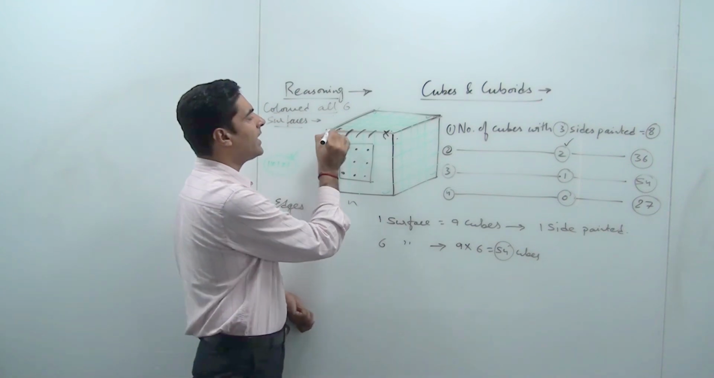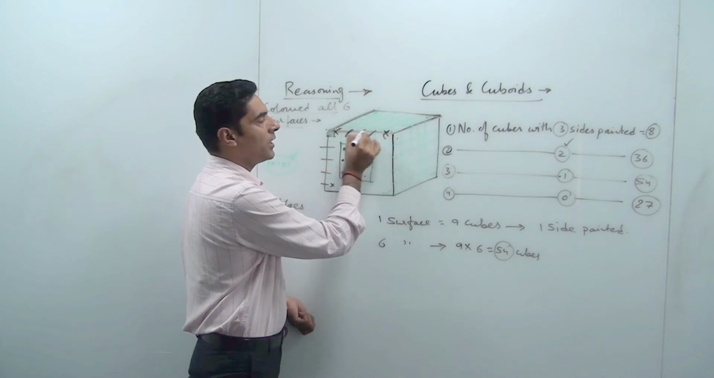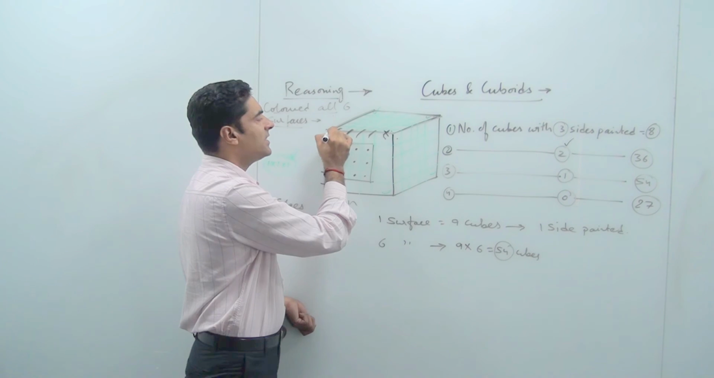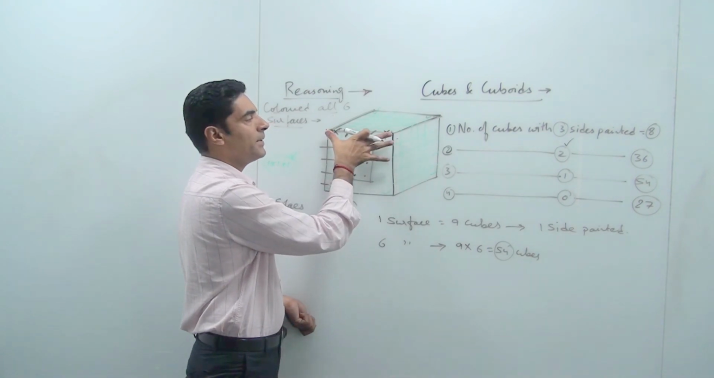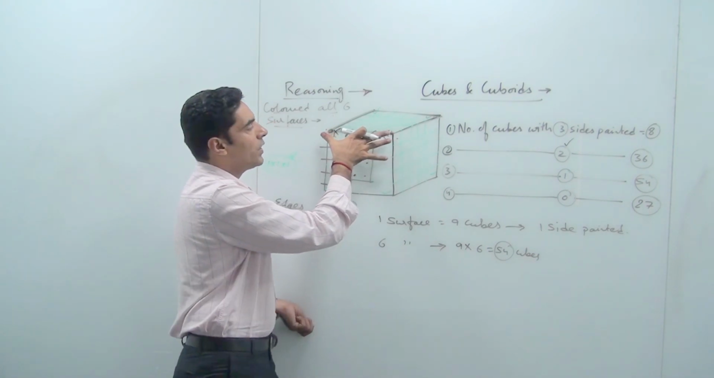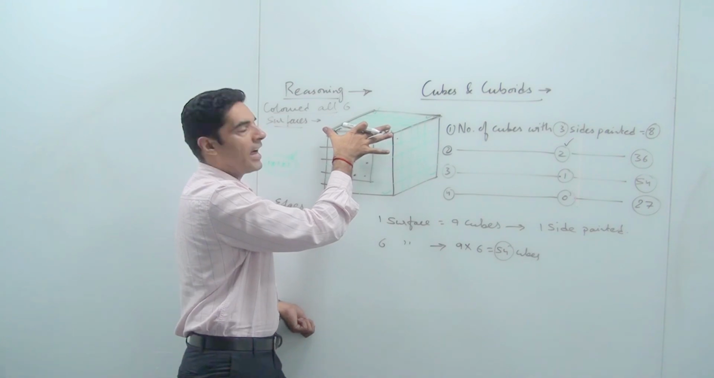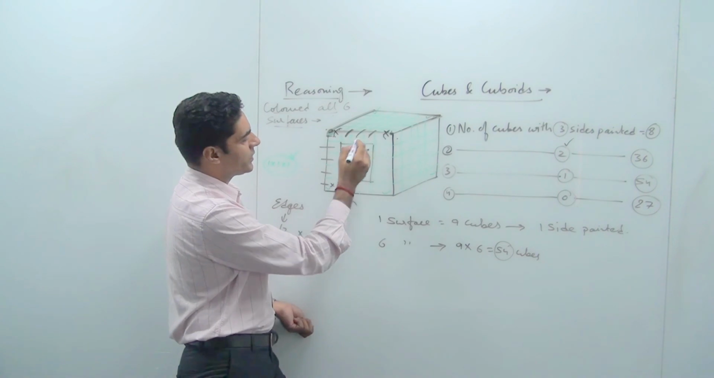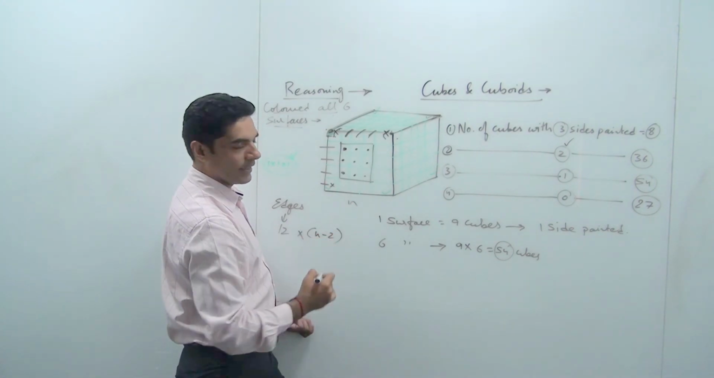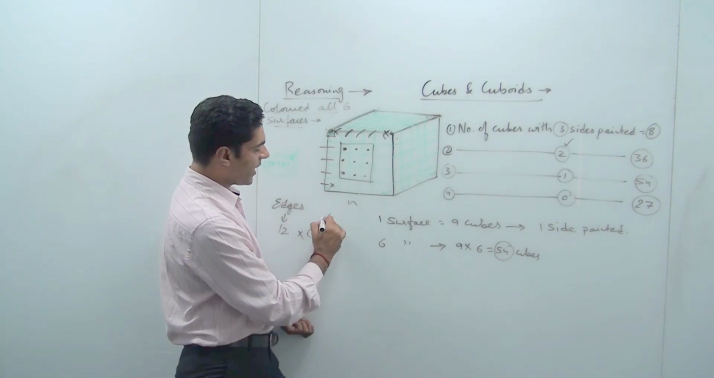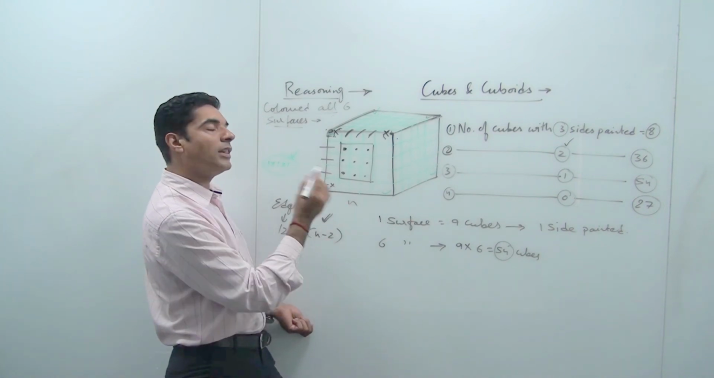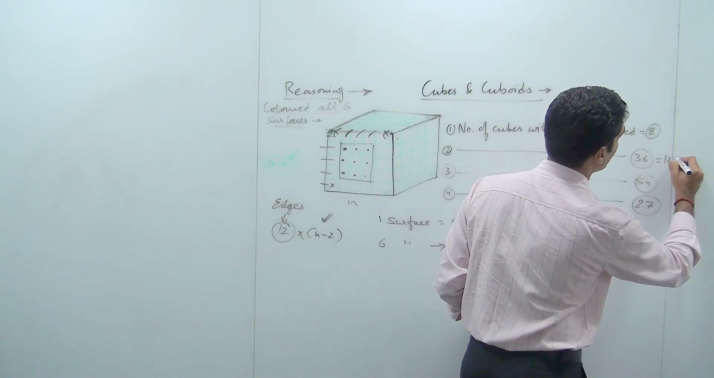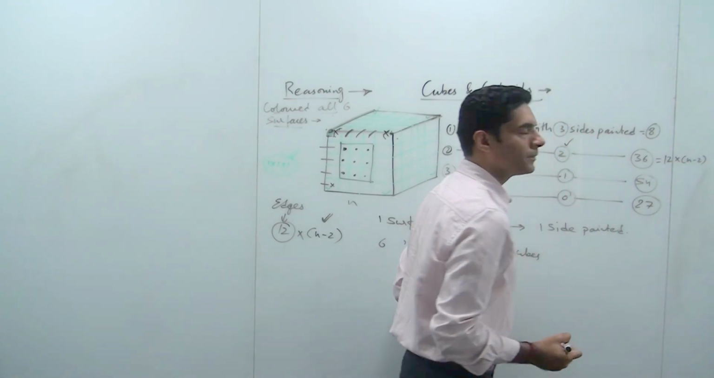Fine. And in one edge, if I talk about the number of cubes with 2 sides painted, I'll have to discard this and this. That means I'll have to discard 2. So if in one edge there are n, I'll have to discard 2 out of it. So the number of cubes with 2 sides painted is going to be n minus 2. This will be there in one edge and it will be there for all the edges, and the number of edges is 12. So the generalized form for this will come out to be 12 into n minus 2.